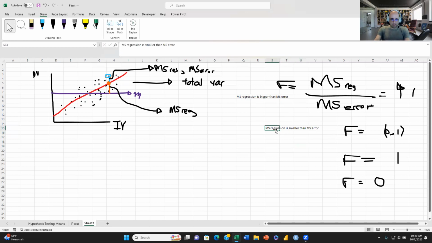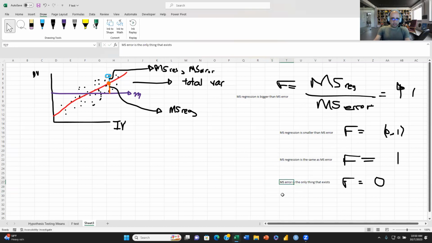Mean squared regression is smaller than mean squared error. This kind of makes sense. If you have a larger number on the bottom than the top, you're going to have some fraction between 0 and 1. Mean squared regression is the same as the mean squared error. This kind of makes sense. If these two numbers are the same, it's 1, like 2 over 2 or 3 over 3. And mean squared error is the only thing that exists.